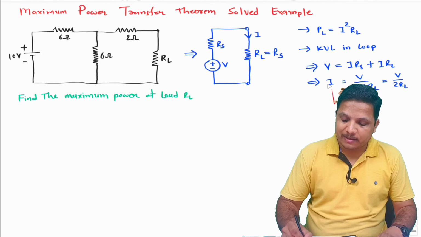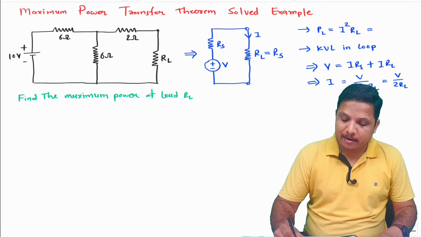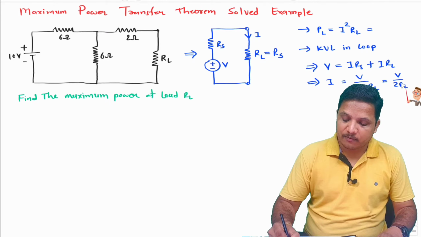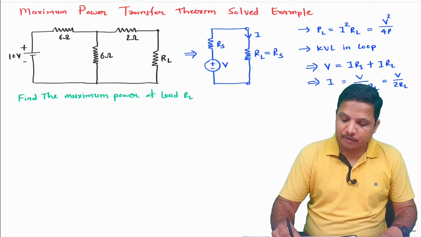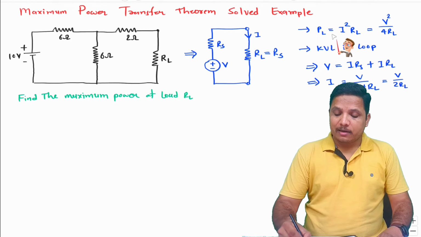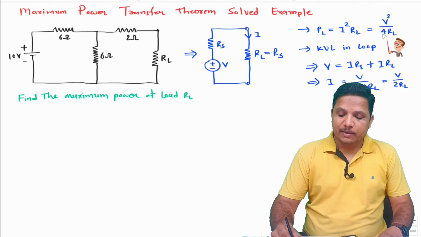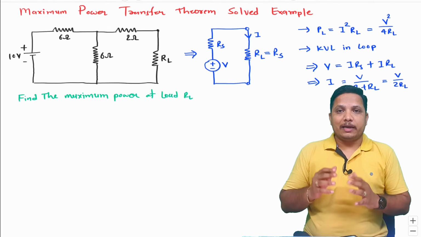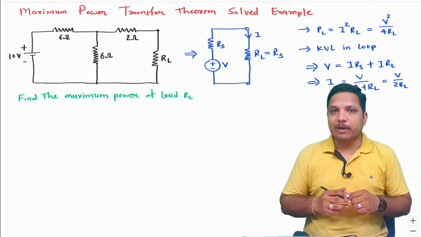Now if you substitute this value of current, then the maximum power condition in terms of voltage will be V squared by 4RL. So for maximum power transfer, in terms of current it will be I squared RL, and in terms of voltage for this equivalent circuit it will be V squared by 4RL. This is the basic thing that we need for the calculation of maximum power transfer.